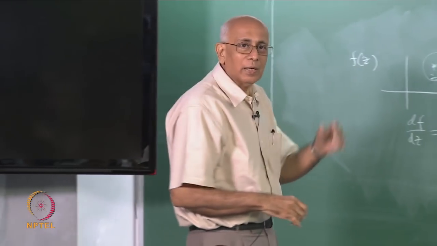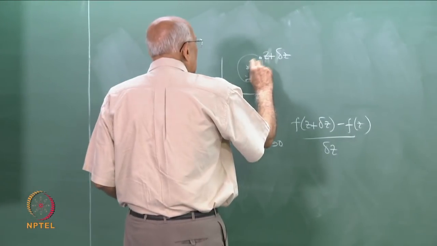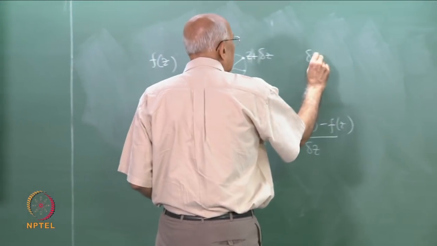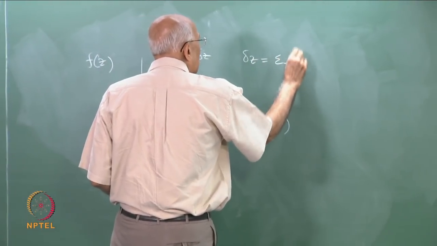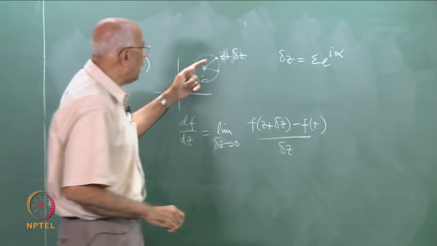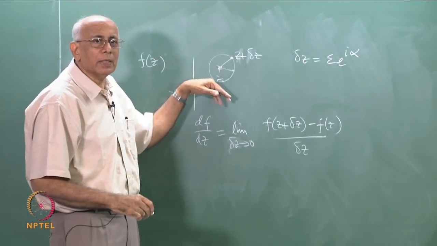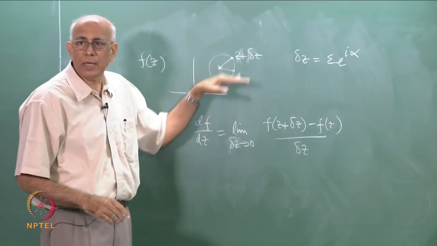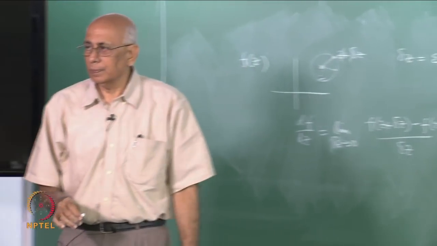So let us take a very general case. Let us say that this delta z equals epsilon e to the power i alpha, say. So the magnitude is epsilon and the direction with respect to a fixed reference direction is alpha. Okay.